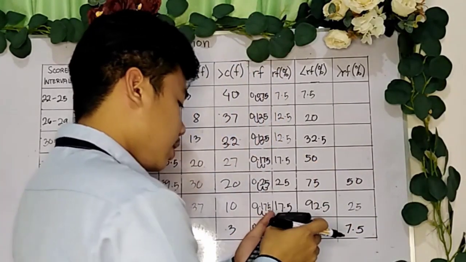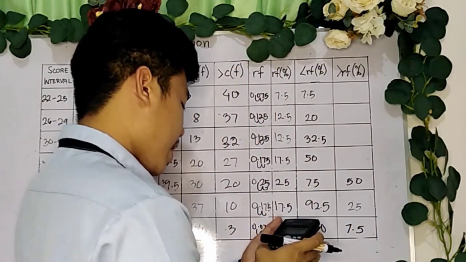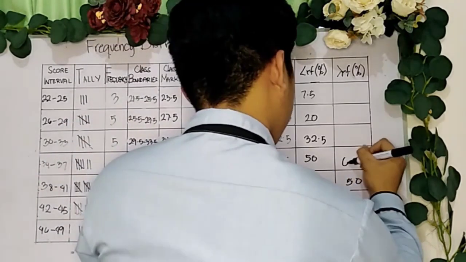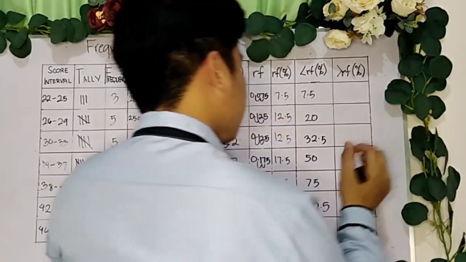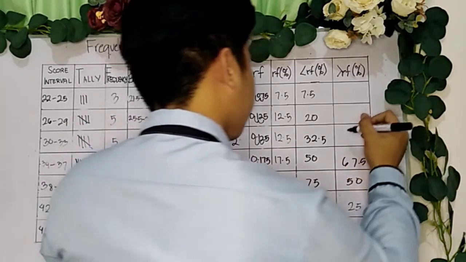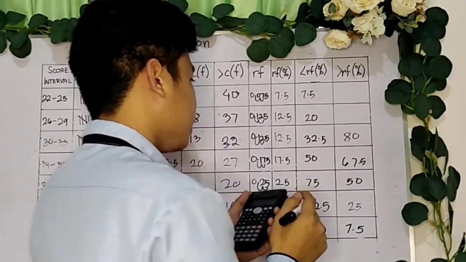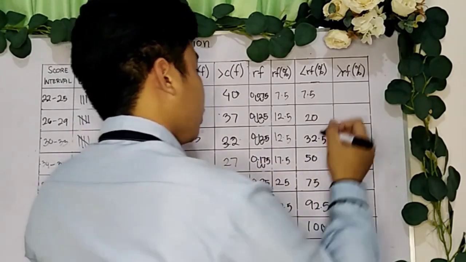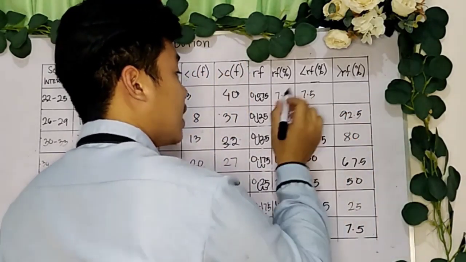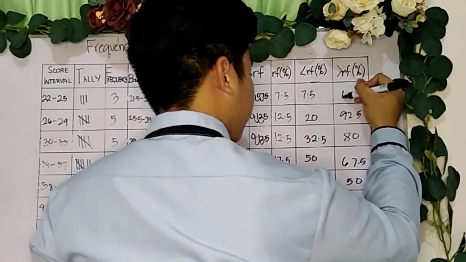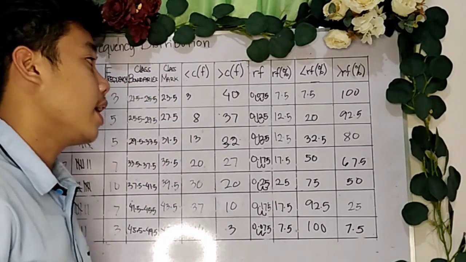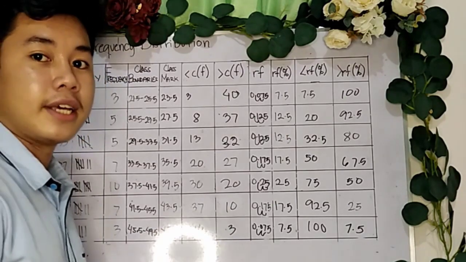And then 50 plus 17.5 is equal to 67.5. And then 67.5 plus 12.5 is equal to 80. 80 plus 12.5 is equal to 92.5, and then 92.5 plus 7.5 is equal to 100. So which is correct since we met the 100% of our data.